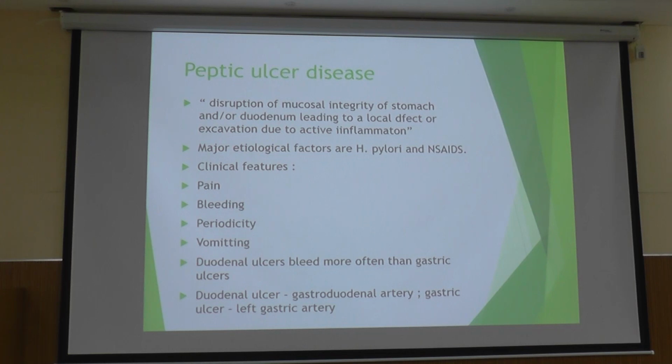So if there is an ulcer just superficial to the GDA, then when it erodes deeper, it is going to erode into the GDA, thereby resulting in severe bleeding. Similarly, if it is along the lesser curvature of the stomach, which is the division where the left gastric artery supplies, and the ulcer erodes in that area, it is going to bleed severely.